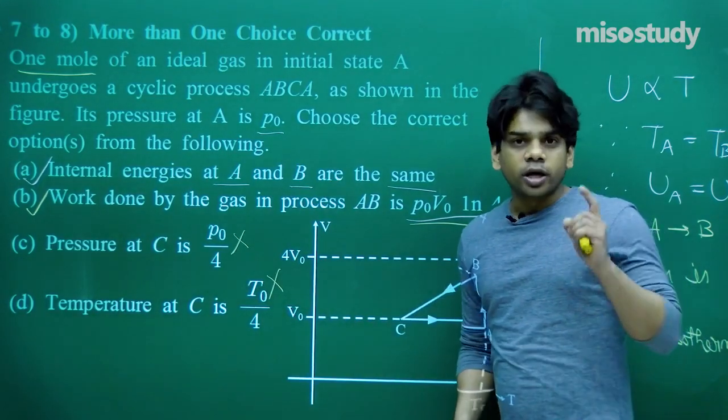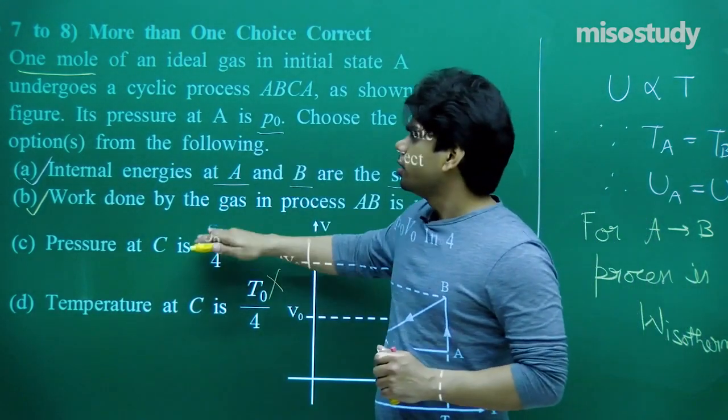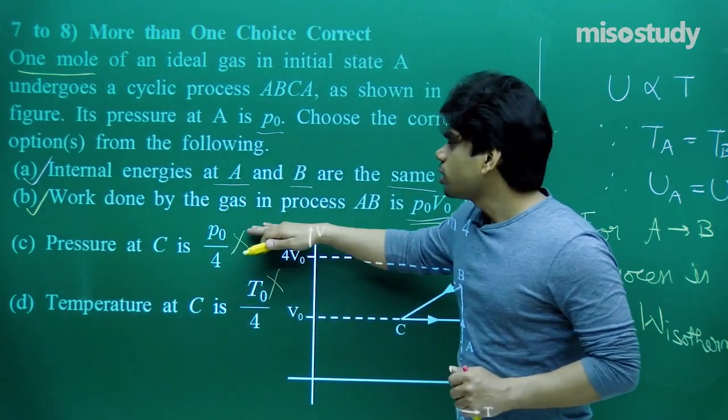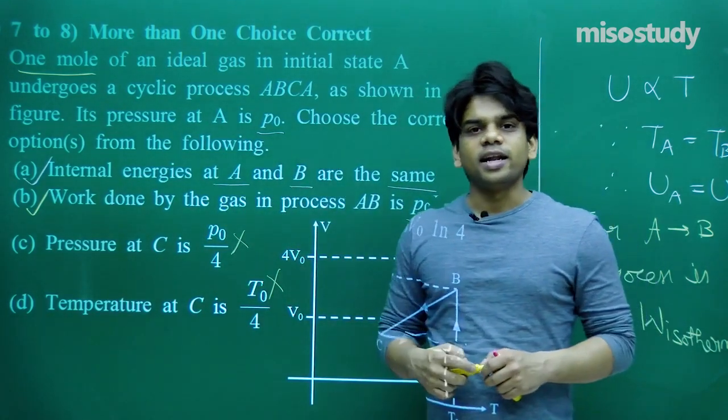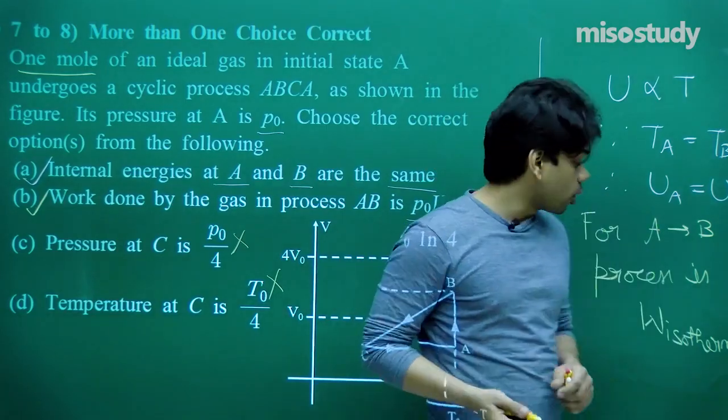This will be incorrect. The correct options for this question will be A and B. Internal energies at A and B are the same. Work done by the gas in process AB is P naught V naught ln 4. That is what we can say about this question.